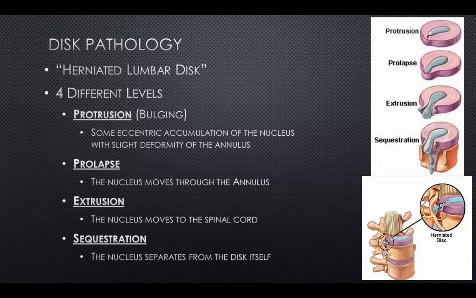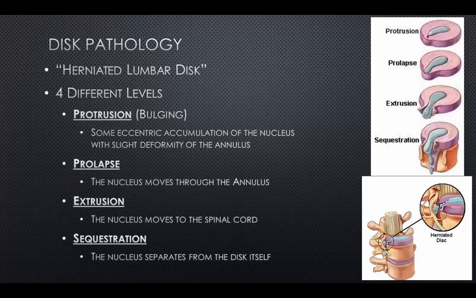Treatment with rest, pain medication, spinal injections, and physical therapy is the first step to recovery. Most people improve in approximately 6 weeks and return to normal activity. If symptoms continue, surgery may be recommended. There are 4 different levels of disc herniation.